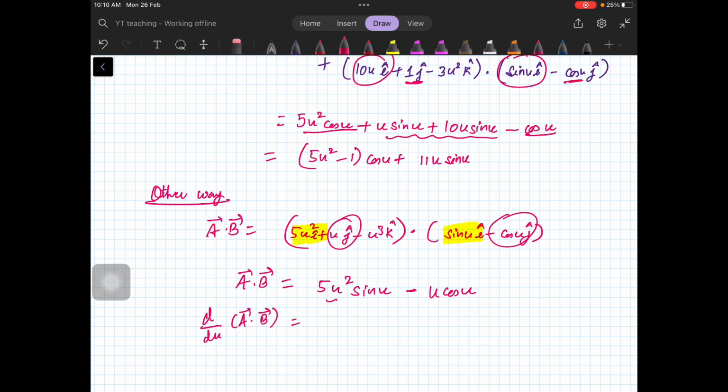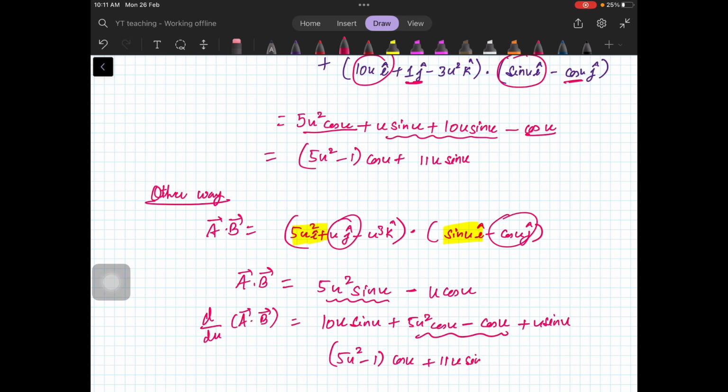So that will give you, you are going to use the product rule here, 10u sin u plus 5u² cos u minus cos u plus u sin u. Then you can see you get the same thing, (5u² minus 1) cos u plus 11u sin u. So now you can see that this one here and this one here, they are matching, right?